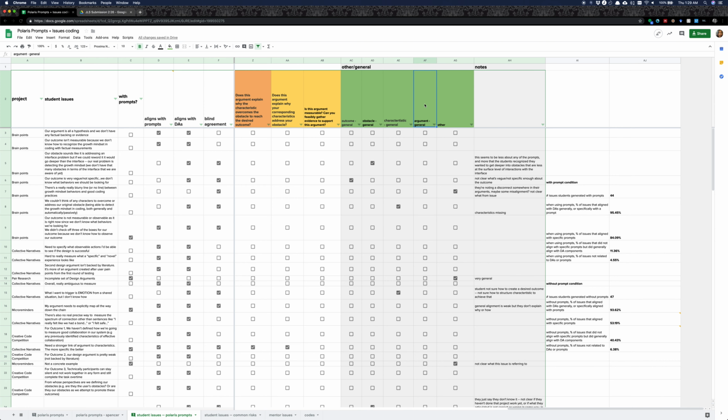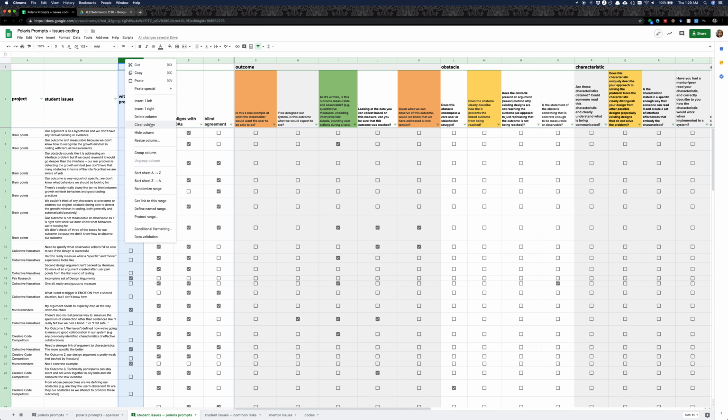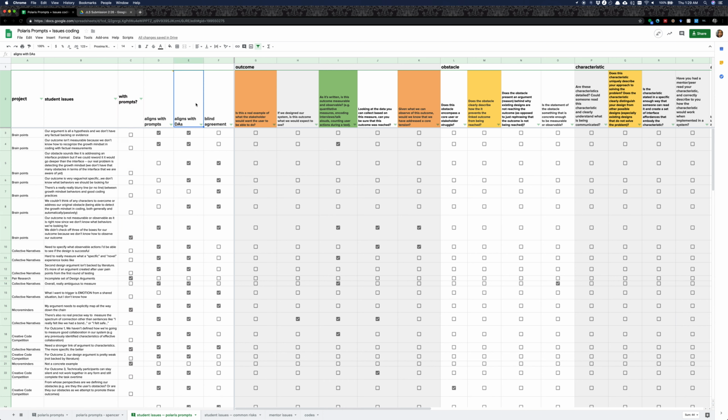So the way I went about this coding task was I actually did it blind in terms of whether or not the student issues were generated with or without prompts. So I just went ahead and hid that column for myself, and then assessed the issues without knowing whether or not the students generated those issues with or without the prompt.